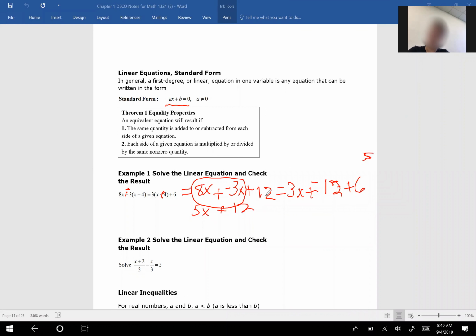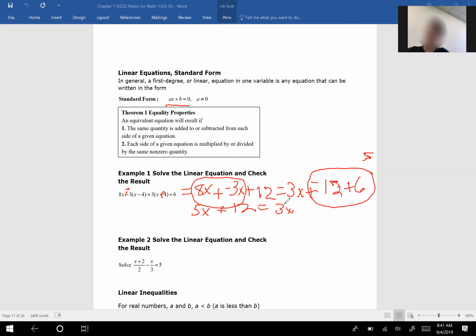Now I've got to do the same thing on the right side. And I see 3x plus negative 12 plus 6. Are there any like terms there? Yep. The negative 12 and the positive 6. So that means my 3x is still here, but what do I get when I add negative 12 and positive 6? Negative 6.